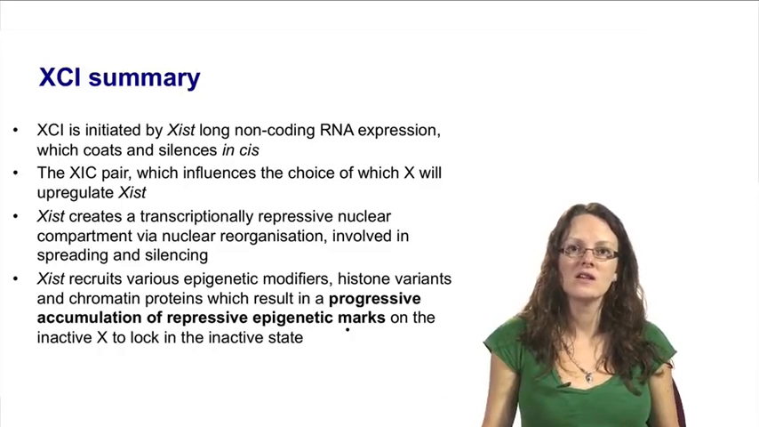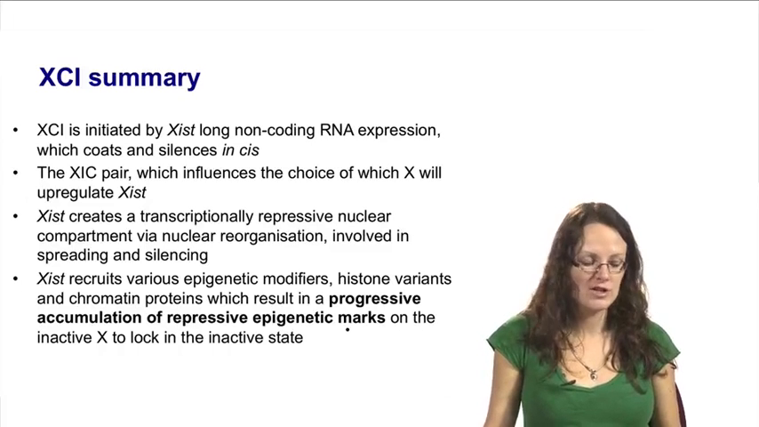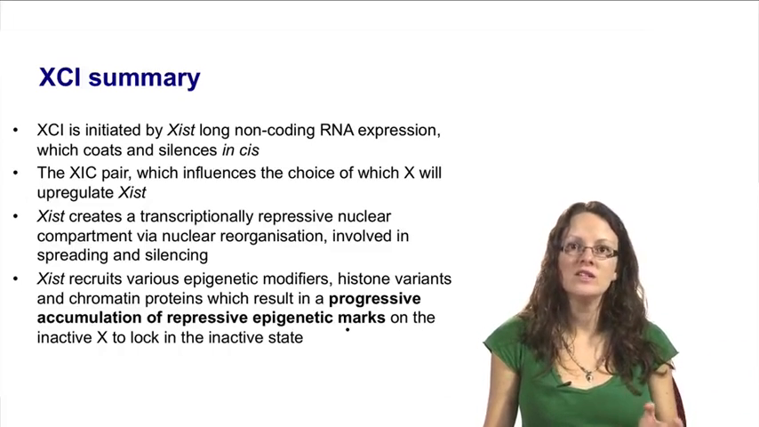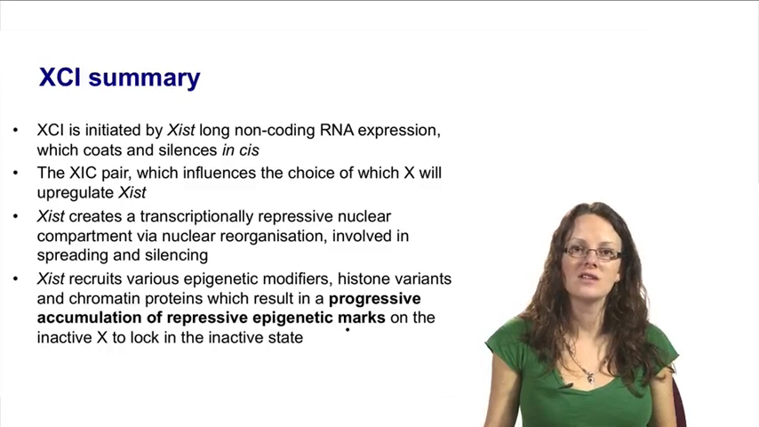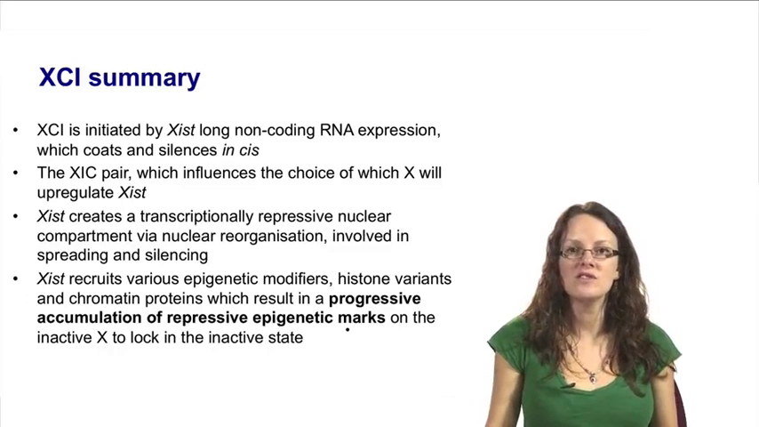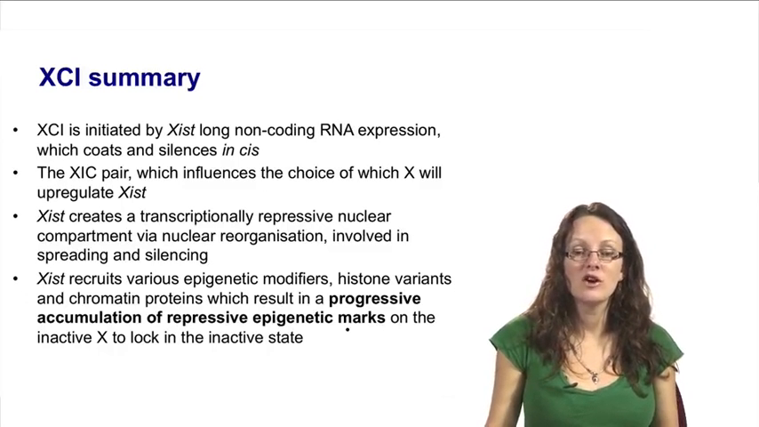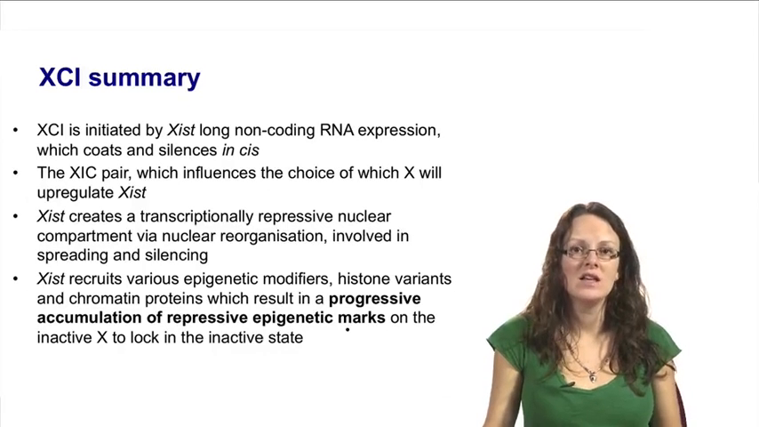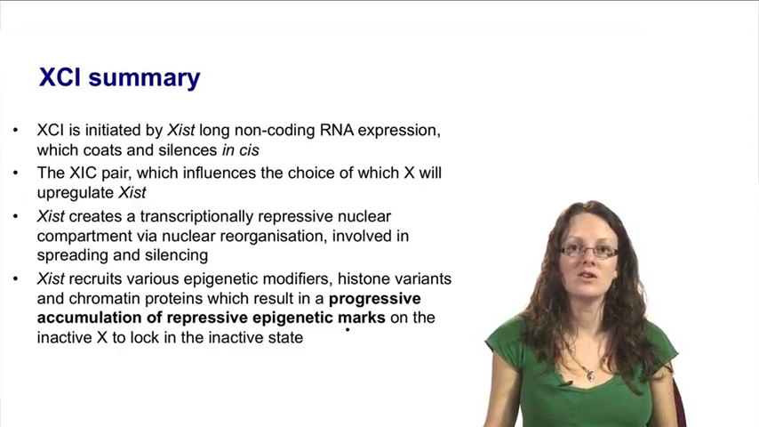EXIST can then create a silent nuclear compartment by excluding RNA polymerase II, and we get repeats being silenced first, followed by genes. It's by the genes being pulled into this silent nuclear compartment that they are actually silenced. And finally, we know that EXIST can recruit various epigenetic modifiers, histone variants, chromatin proteins like SMCHD1, and potentially even chromatin remodelers, and this results in the progressive layering of these redundant epigenetic marks that are mitotically heritable. And so we lock in that silent state and make sure that it's maintained for the lifetime of that organism.